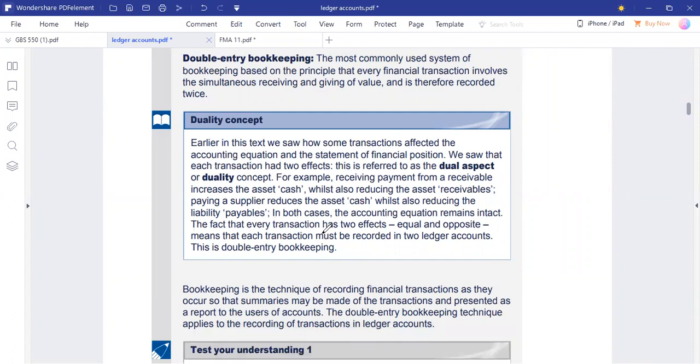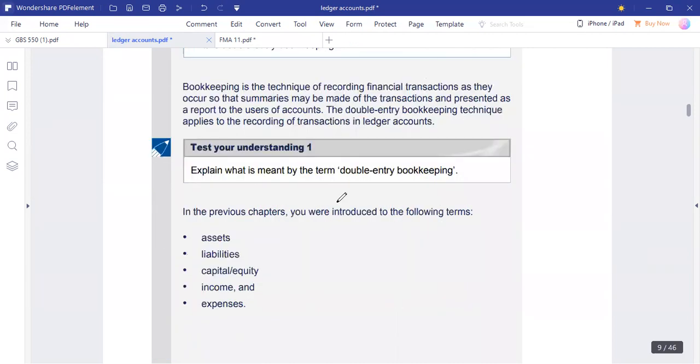Now, the duality concept simply states that for every transaction, there are two effects that happen. For every debit entry, there should be a corresponding credit entry. There are always two things that happen. So this is what we call the principle of double entry bookkeeping.